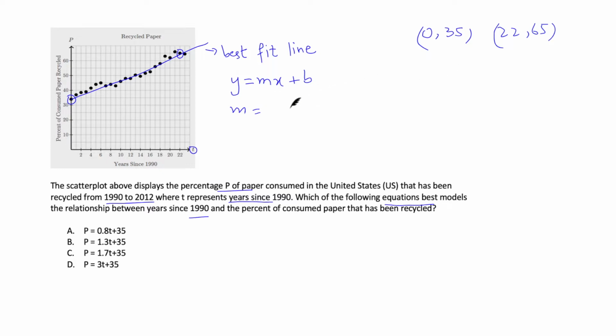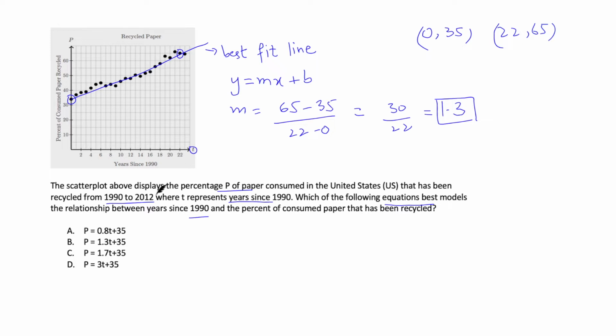Okay, so gradient is y2 minus y1 over x2 minus x1, which is 65 minus 35 over 22 minus 0. We are left with 30 divided by 22. You can use the calculator. The answer that you get is 1.3. So you are getting an exact answer.